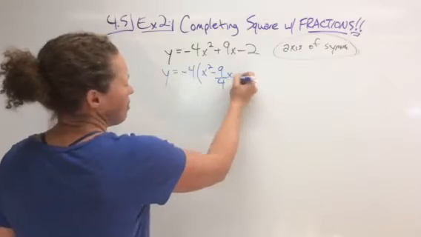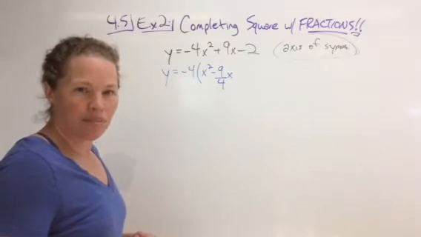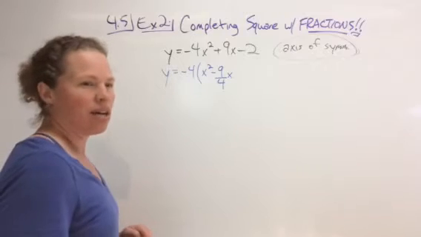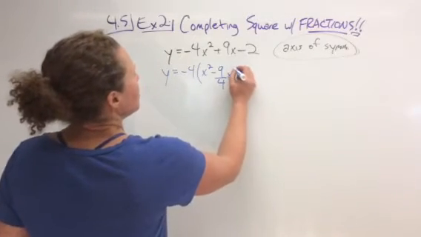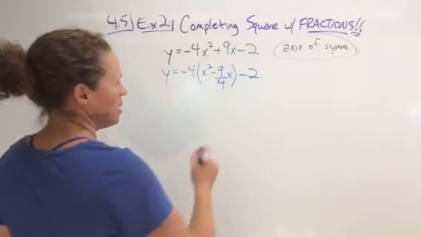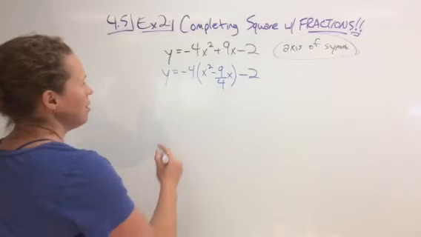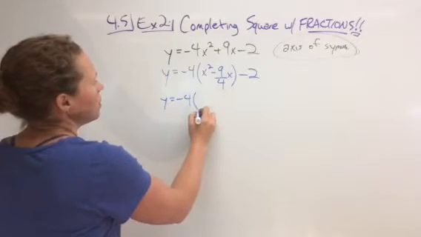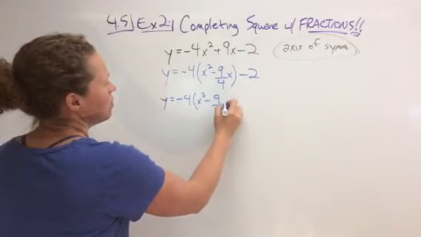9 does not divide by 4 evenly. We are not interested in using decimals. We're going to keep it as a fraction form. This is because we're looking for the exact answer, and often decimals have to be rounded off. So I end up with this. Not a big deal, except that I got to keep going. So I got my negative 4, my x squared minus 9 over 4x.